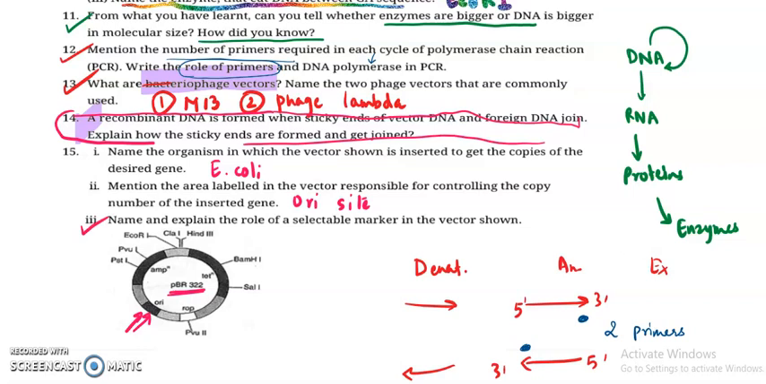15 part 3, name and explain the role of selectable marker in the vector shown. Here the selectable markers are the ampicillin resistance gene and the tetracycline resistance gene. For this also I will be sharing a link in the I button. Just go through that video because that will explain what plating is, and when and why plating should be done, and what the other way out is. So for this also just click on the video in the I button.